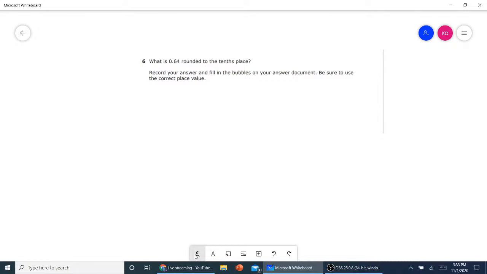With the first question, let's start by reading the question. And as we read, let's try to highlight any key information. So, what is 0.64 rounded to the 10th place? Record your answer and fill in the bubbles on your answer document. Be sure to use the correct place value.